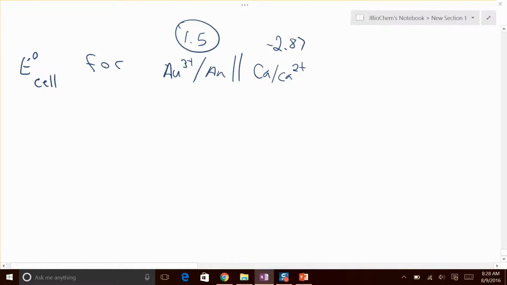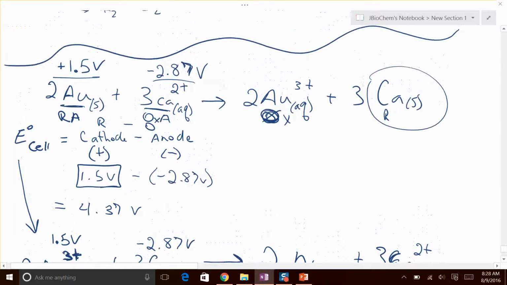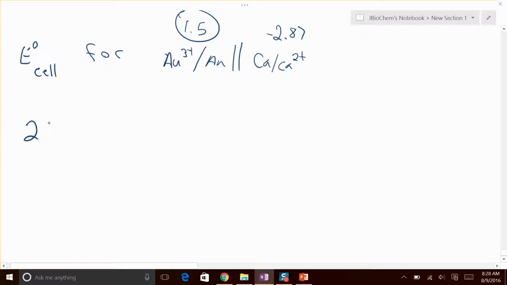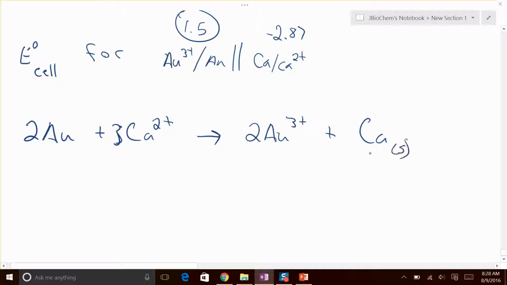You have to look at your equation. Okay, let me rewrite this equation. 2Au plus 3 calcium 2 plus, aqueous, yields 2Au3 plus, aqueous, plus calcium solid. When you're given this equation, you look at it and you ask yourself, what is being reduced? What is being oxidized?